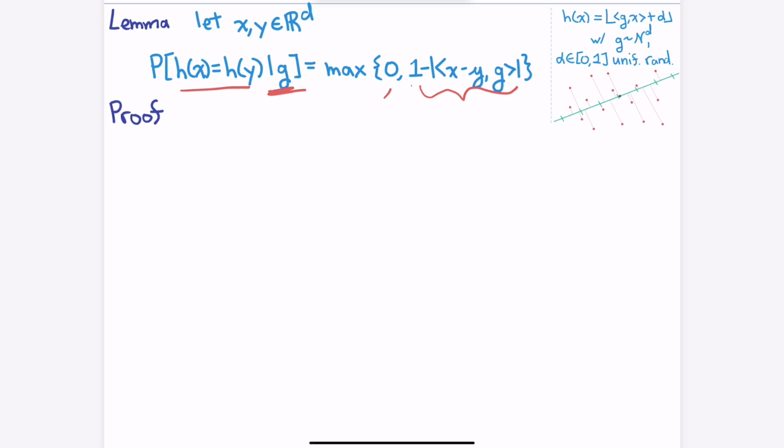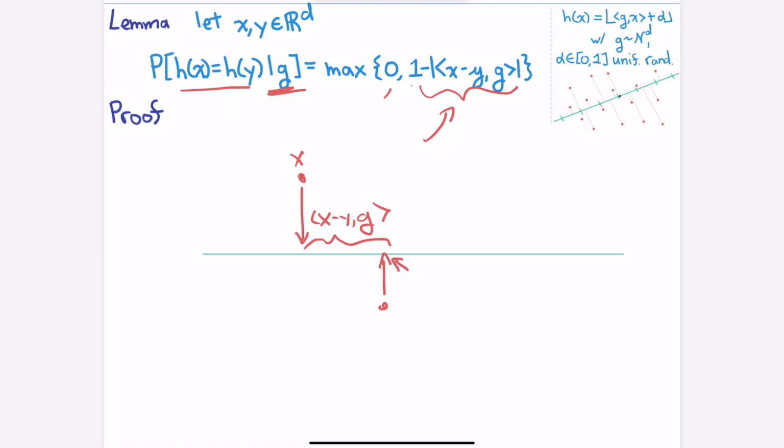Okay, so just to be clear, what does this quantity represent? So you have this line, G, X is somewhere, Y is somewhere, okay? And this difference here, that's the inner product of X minus Y with G, yeah? Because here on the line, this will be the inner product of Y with G. And here, this will be the inner product of X with G, okay? So, okay, good. Now, what are the odds that things get split up?